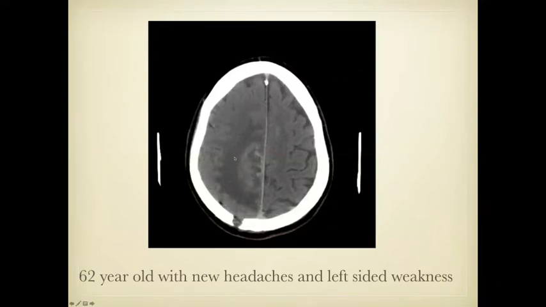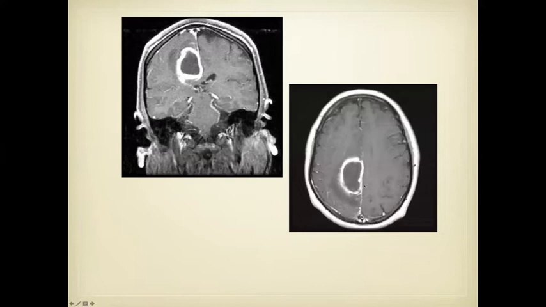You can see this edema in the right hemisphere, loss of the appearance of the cortex in this location. Here's the MR scan, ring-enhancing lesion. Now, prior to the availability of diffusion imaging, when you see a case like this, your differential should include brain abscess, metastatic disease, and high-grade glial tumor.